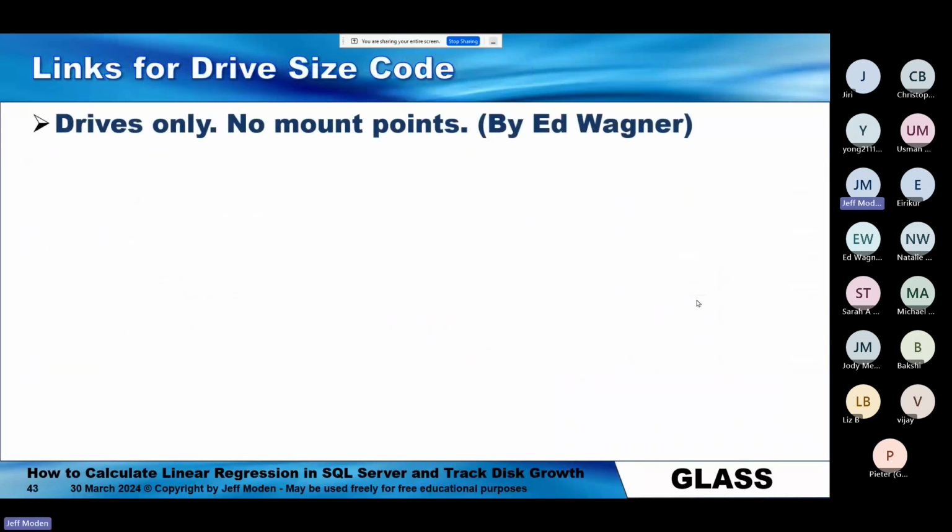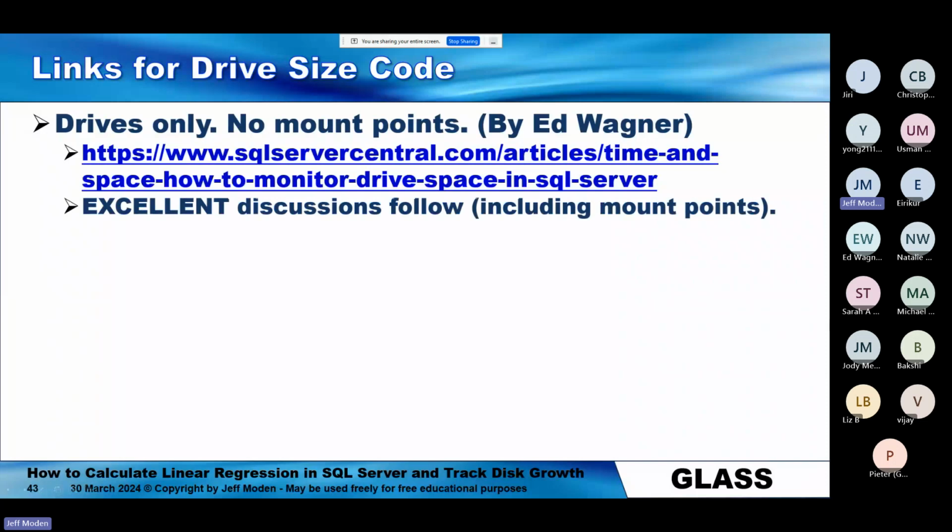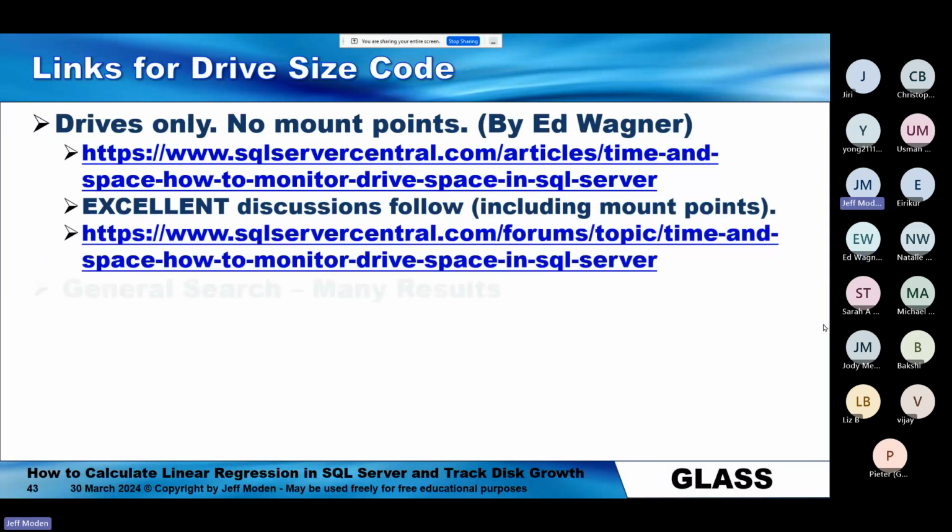All right, so I want to give you some links for drive size code. I'm glad Ed showed up tonight. Ed actually has an article out on SQL Server Central, and he does a deep dive on a whole bunch of stuff. It doesn't have any mount points, and the example I'm getting ready to show you doesn't have any mount points either. It only shows you drive letters. But there's some excellent discussions that follow in that article. A guy by the name of, I think, Perry Whittle, talks about what you can use to do the mount points.